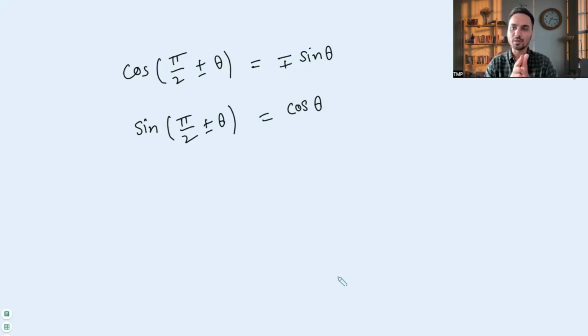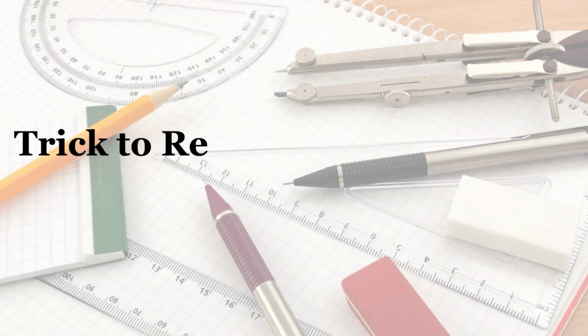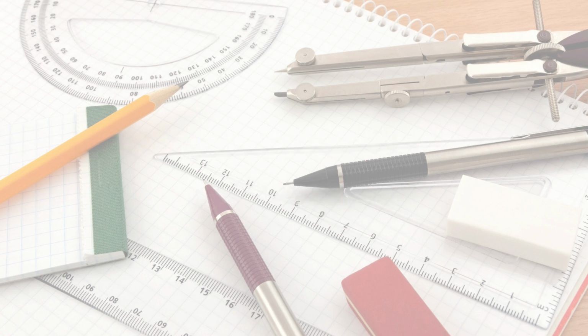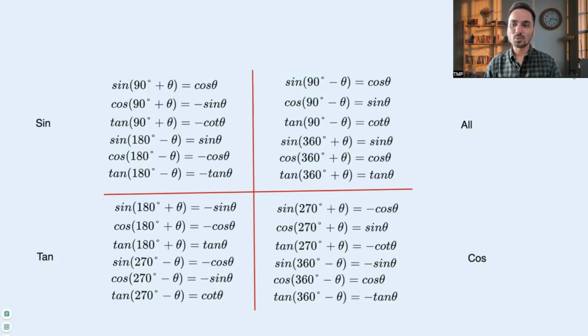The same method can be used to get the formulas for 180 plus minus theta, 270 plus minus theta, 360 plus minus theta. At this point, you might be dumbstruck and feeling like, how can I remember all these formulae and use them in exam when needed?